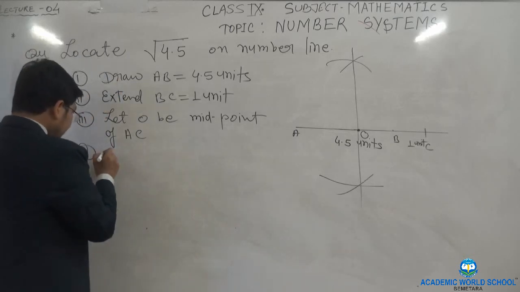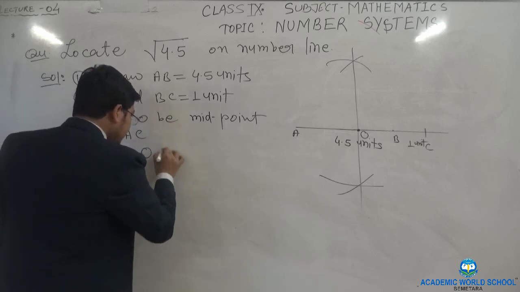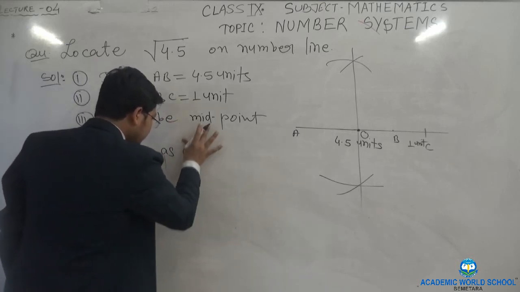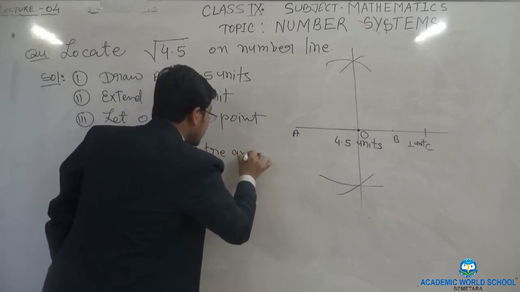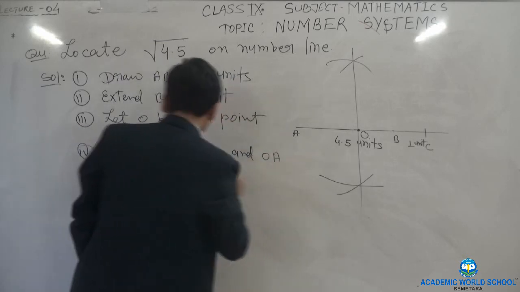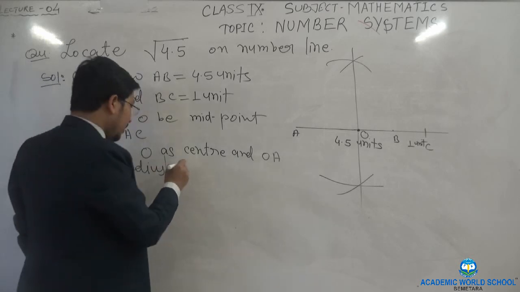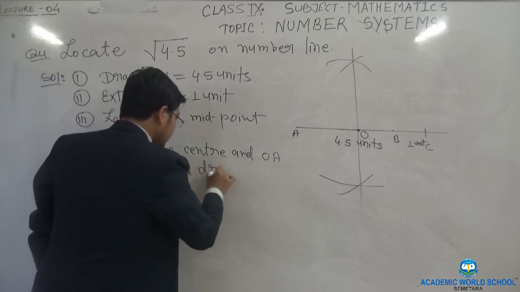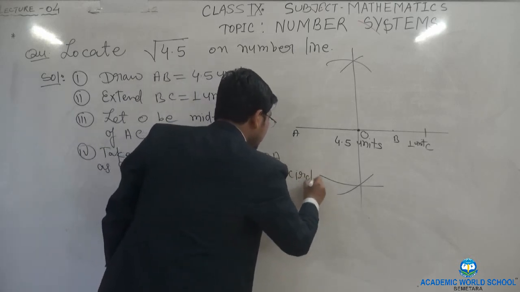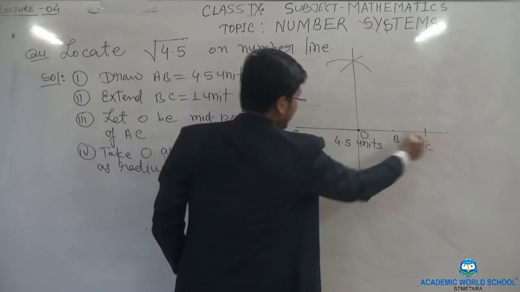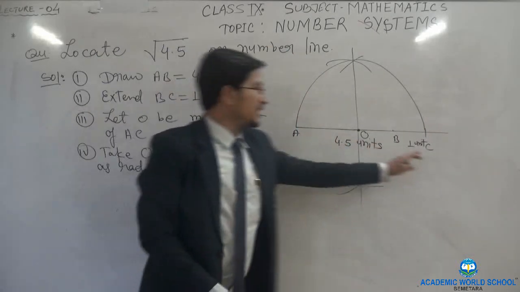Now take O as center and OA as radius, and draw a semicircle. So we are going to draw a semicircle. Okay, so this will be a semicircle.